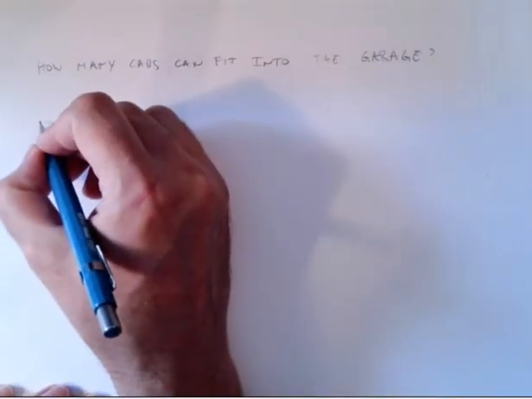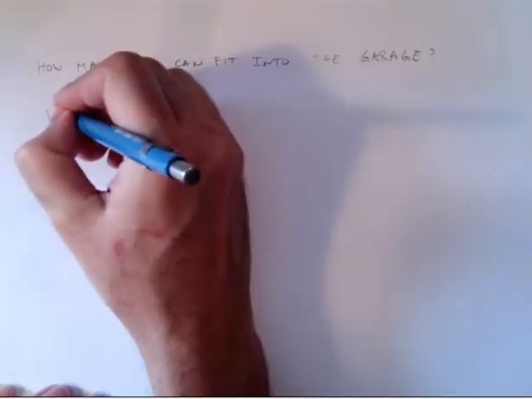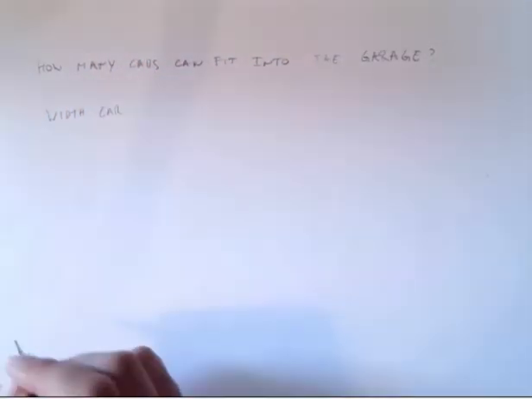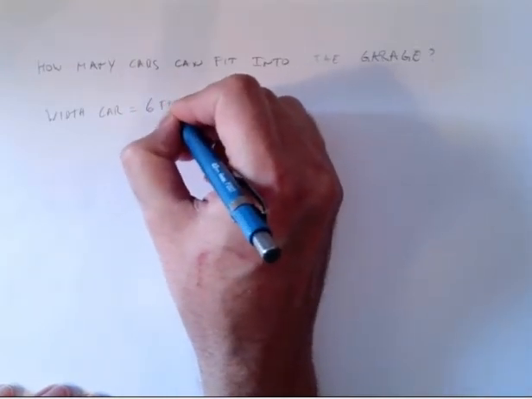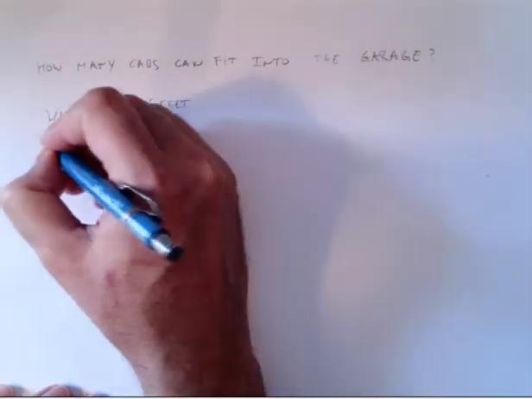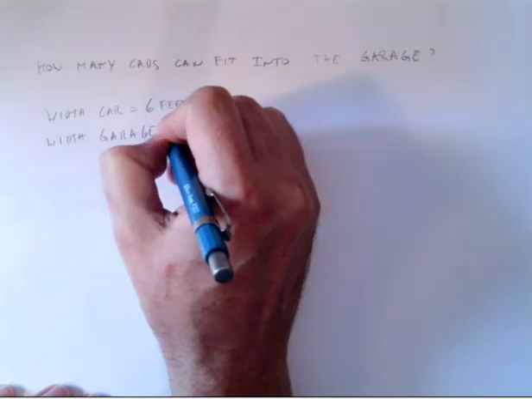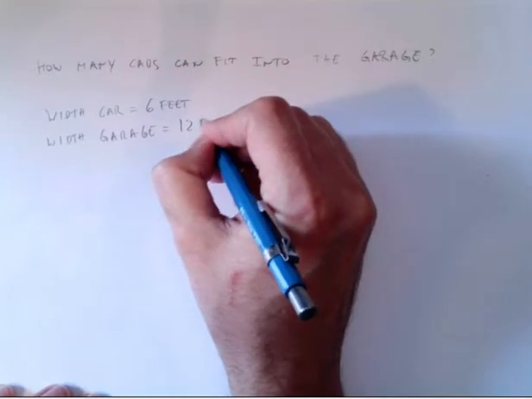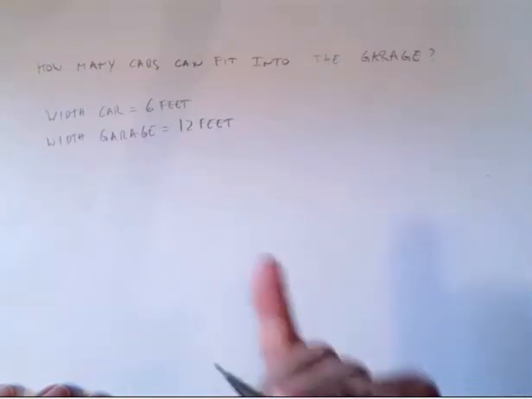Well, first I need to have the width of the car, right? So what is going to be the width of the car? Let's say that the car has 6 feet. What is going to be the width of the garage? Well, let's say that the garage has 12 feet. How many cars can fit into the garage? You guys are smart. We know that 2 cars can fit there.